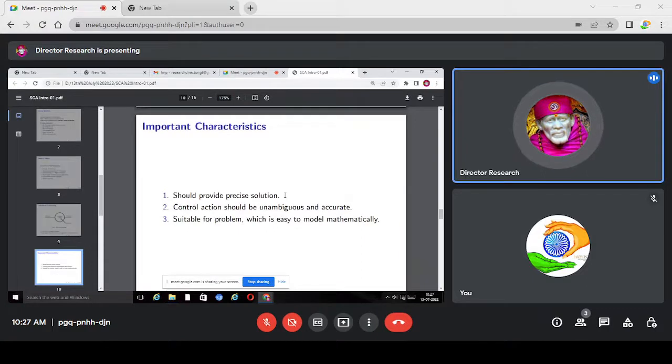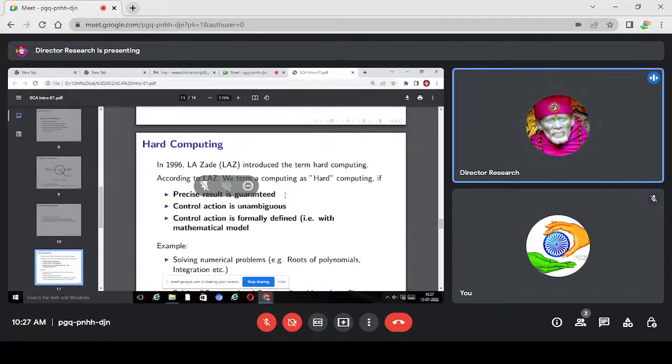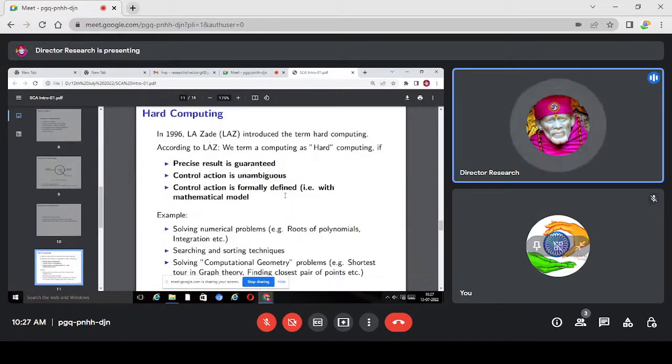Here the important characteristics: the first characteristic is that it should provide a precise solution. The second characteristic is that the control action should be unambiguous and accurate. The third one is that it is suitable for problems which are easy to model mathematically. So, the term hard computing: precise results are guaranteed, and control action is formally defined with a mathematical model.